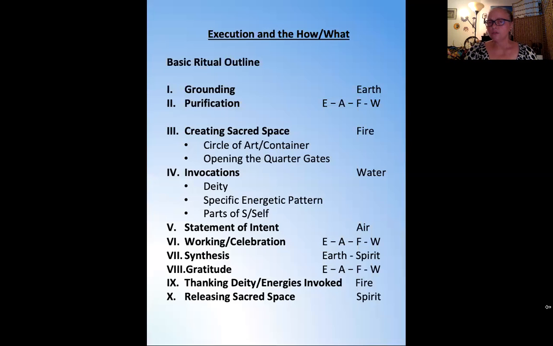So the execution and the how and what. I have here a basic ritual outline. This is actually a template that I use when I'm teaching ritual writing. It's also a template that our coven uses when our membership is formulating their rituals. This way, it provides some consistency.